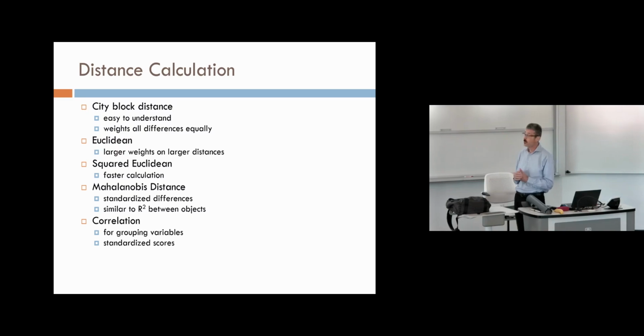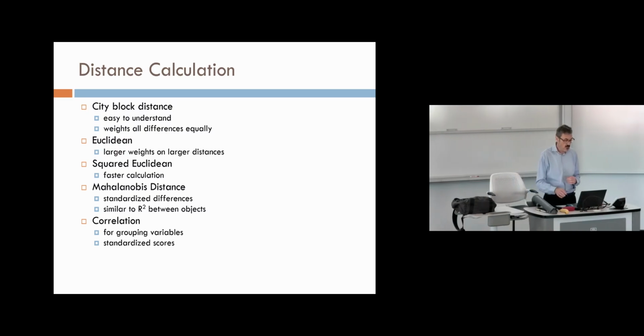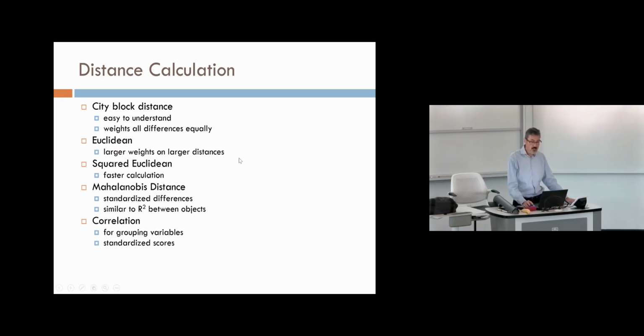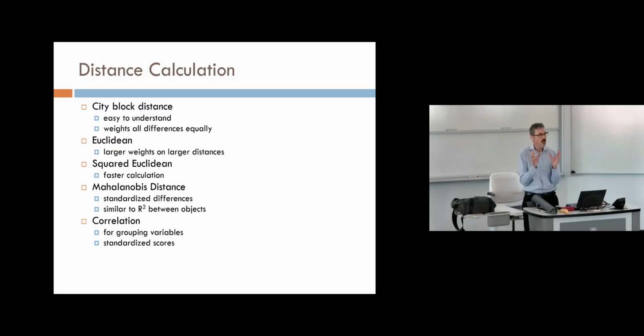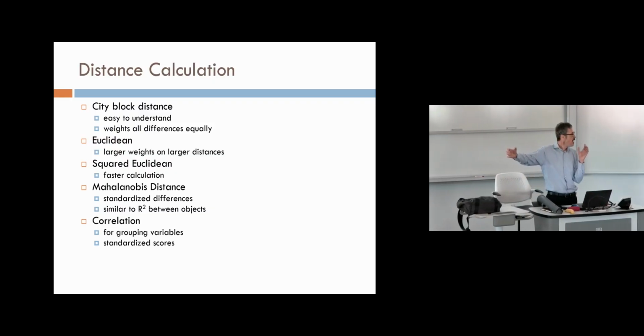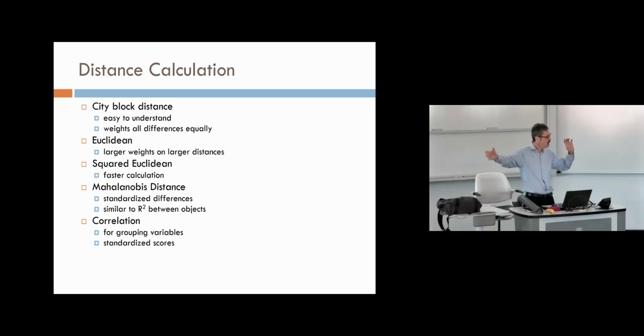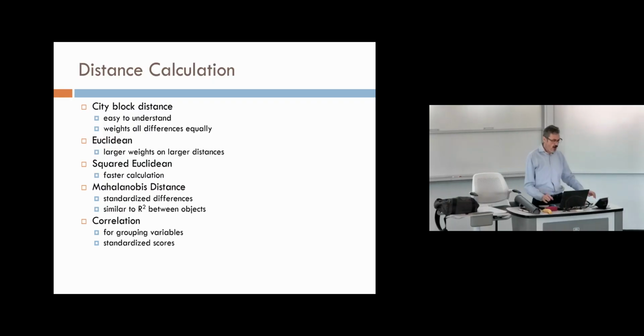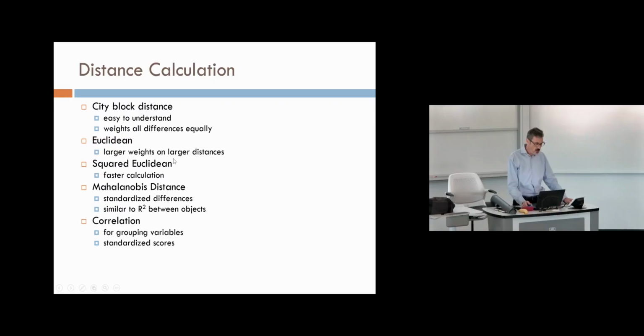There's the city blocks, which is easy to understand, but it weights all the differences equally. Euclidean distance puts larger weights on larger distances. And that is something that I do want to do because I am less likely to want to put people in the same bucket who, on at least any of the attributes, are really, really different. You know, one person loves this kind of music and another one hates it. This is going to drive those folks into different clusters.